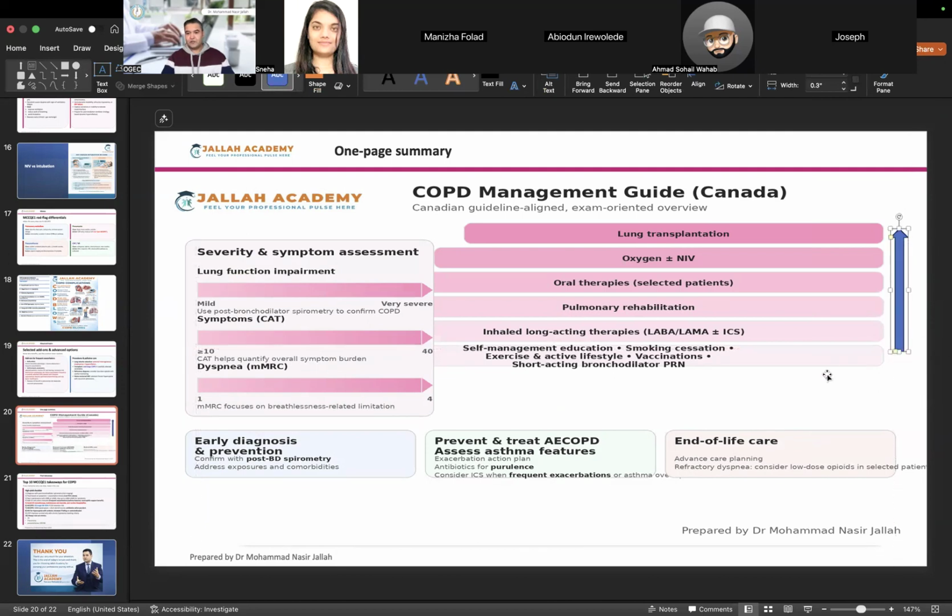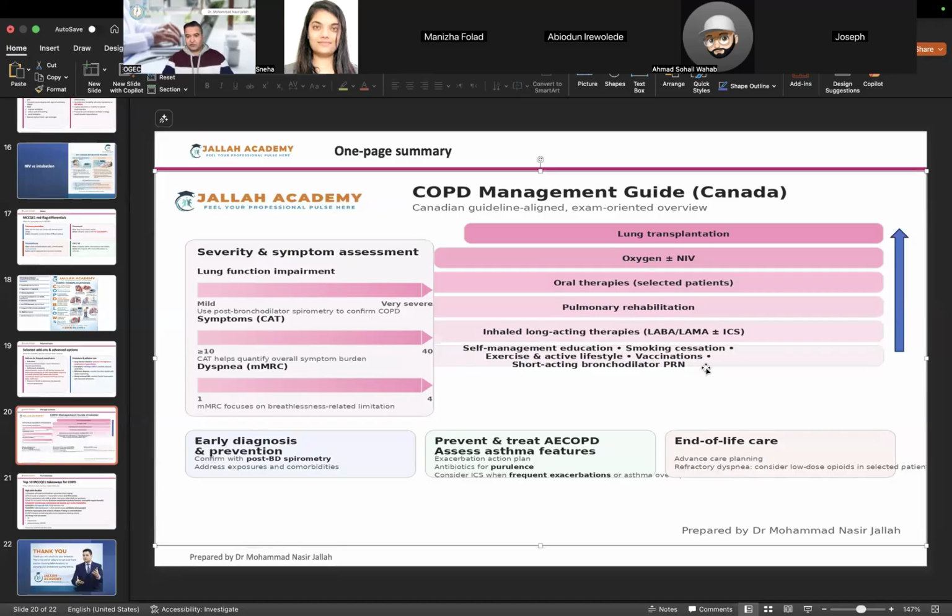Yeah, here we go. As I mentioned, we always start from here. This is the zero stage. Zero stage is self-management, education, smoking cessation, exercise, active life, vaccination, and short-acting bronchodilator PRN, as needed. If it doesn't help, then I move on to LABA or LAMA. If it doesn't help, I combine them, LABA and LAMA.